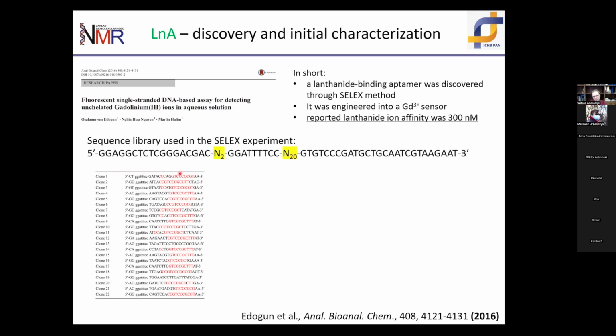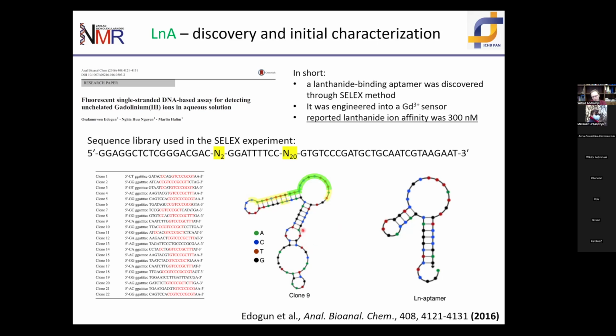They were able to see that there is actually some base conservation within. They were able to propose a secondary structure for this aptamer, and seeing that the important and conserved part was all in this loop, they were able to cleave many parts at the bottom. They were able to make this helix shorter and arrive at an aptamer like this. They knew that the lanthanide binding site was probably somewhere in this loop, but without deeper structural studies, there was no information where exactly within this loop the ion binds, or what is the geometry of the binding site.